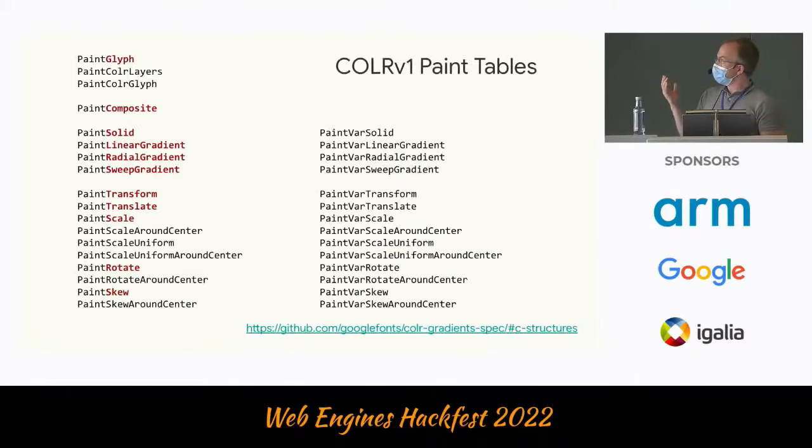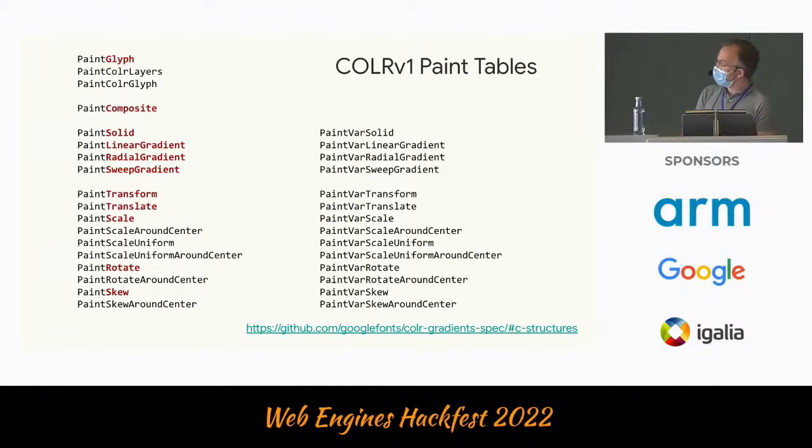Here's a slide that's too full of text, but just to give you an idea of what the possible operations are, I just want to highlight a few things. In the third section, you see paint solid, paint linear gradient, paint radial gradient, paint sweep gradient. These are all the ways to bring color and different kinds of filling operations to the glyphs. Then at the bottom, you see more geometric transformations like paint transform, translate, scale, and so on. So these are operations for rescaling and moving things around inside the drawing space of the glyph.